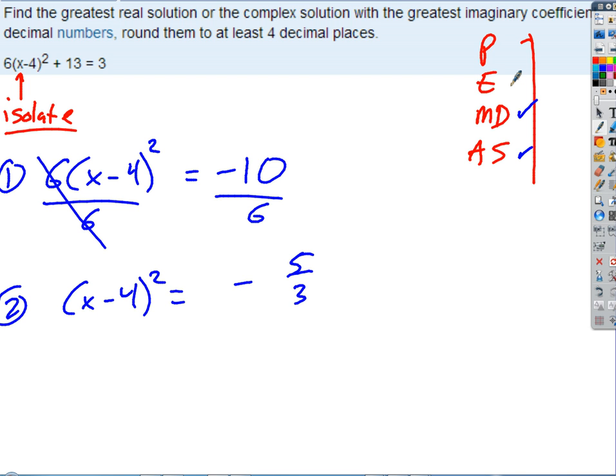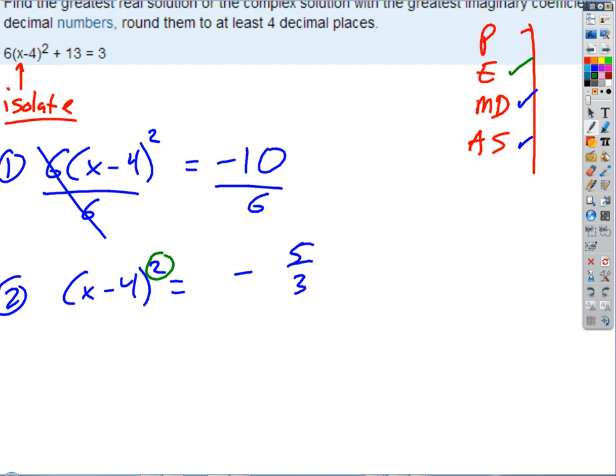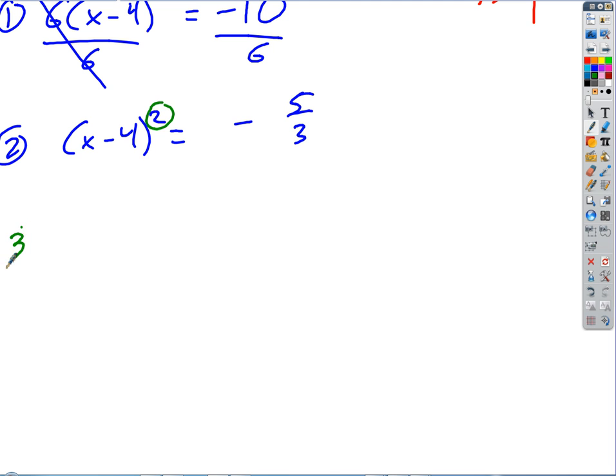Square root. Good, because now we get up to exponents, and I have an exponent right there that I have to get rid of. The way I'm going to undo that is by square rooting both sides, right? And so step 3, if I square root the left side, what do I get? x minus 4. If I square root the right side, what do I get? Square root of negative 5/3. Are we done? And then the negative changes to an i. Okay, good, but there's something else we're missing.